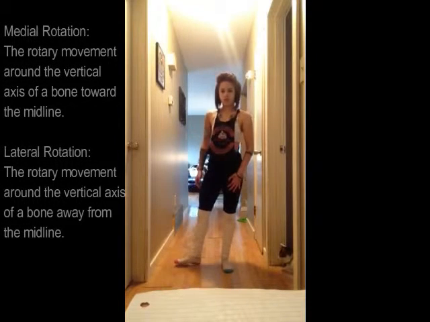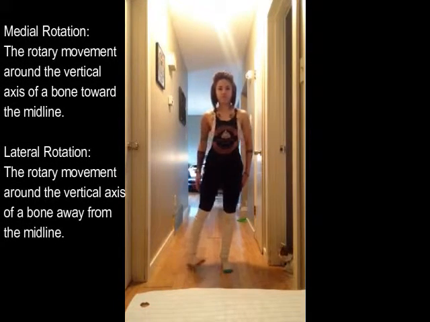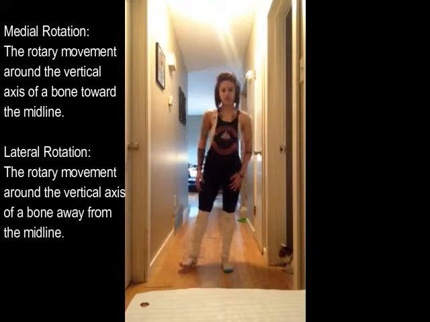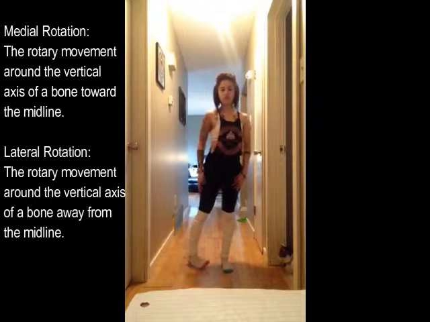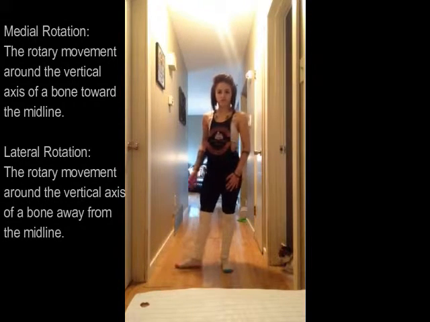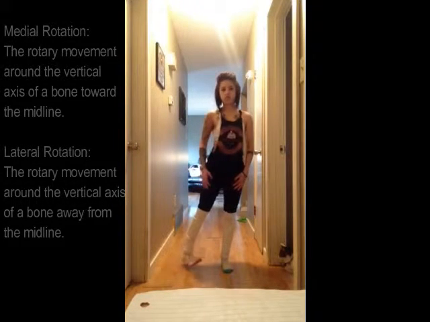Here I'm demonstrating the medial and lateral rotation of the hip. The medial rotation is a rotary movement around the vertical axis of a bone toward the midline of the body. The lateral rotation is the rotary movement around the vertical axis of a bone away from the midline of the body. Both of these rotations use the transverse plane.